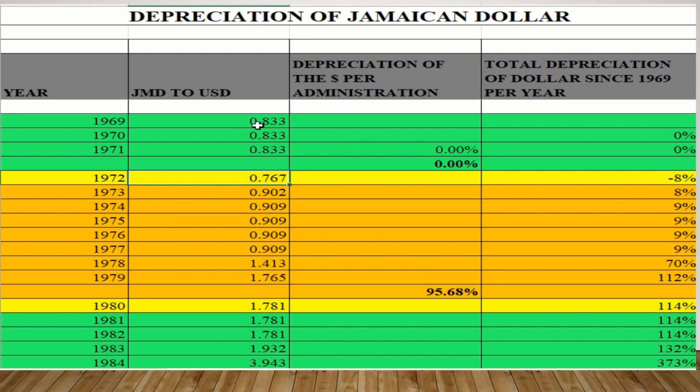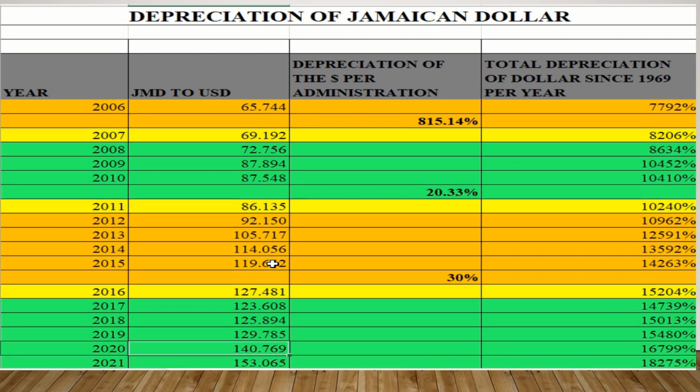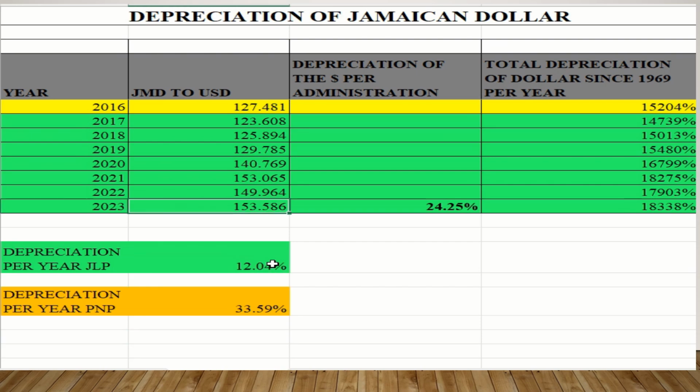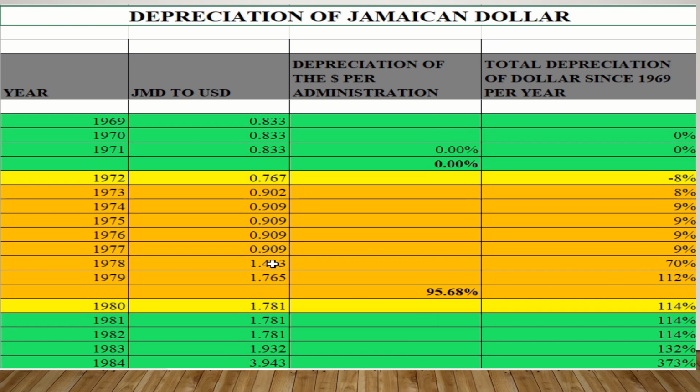And the Jamaican dollar was higher than the US dollar for many years until 1978, when it was 1.413 Jamaican dollar to 1 US dollar. And from 1978, it was all downhill from there. The dollar depreciated rapidly under both administrations from 1978 onwards. Now let's see how each administration handled the Jamaican dollar.